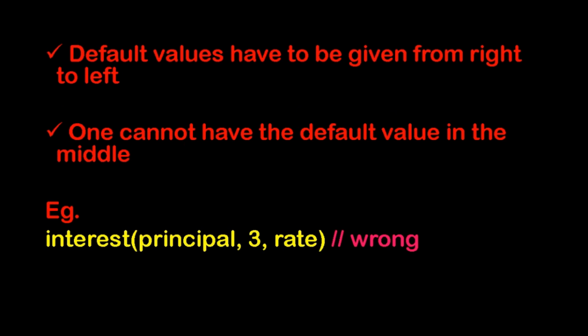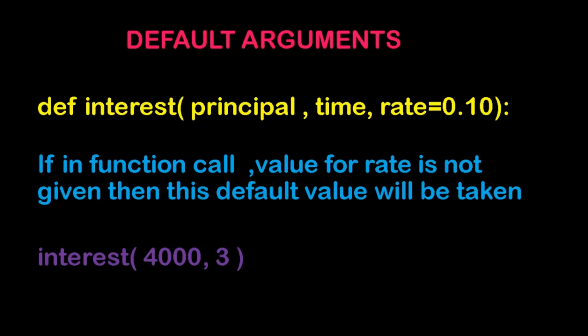It is not compulsory that you have to give the value for all the arguments. If you can give for one argument also, two arguments, or all the three also you can specify. But it should be given from right side to the left side. So default argument example is default interest, principal, time, rate equal to 0.10.